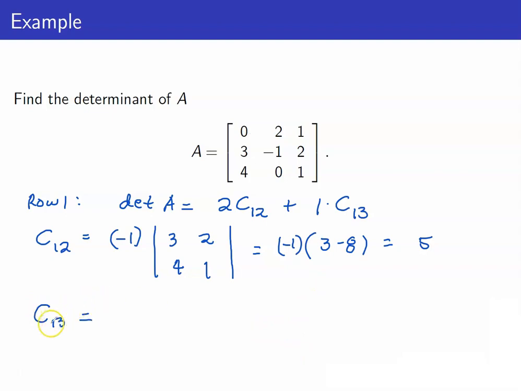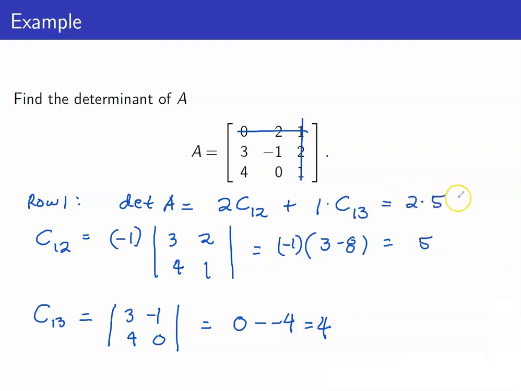Let's compute for C13. For C13, 1 plus 3 is even, so therefore, it's just +1. No need for negative. This is the determinant of, remove first row and third column. We have 3, -1, 4, 0. This is equal to 0 minus negative 4, that is equal to 4. So therefore, the determinant of A is equal to 2 times your C12 is 5 plus 1 times 4. You get 14.